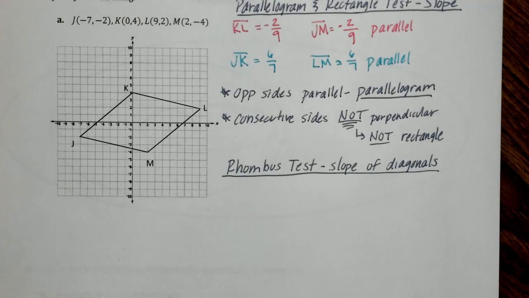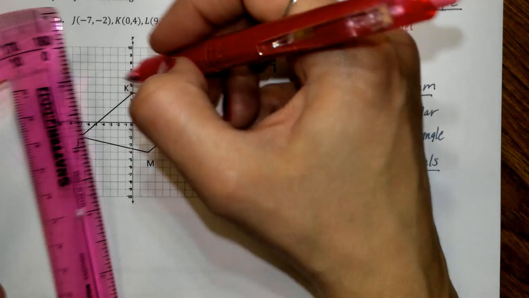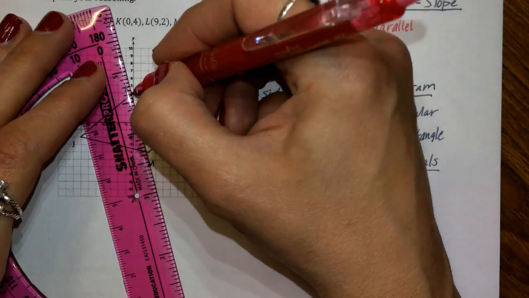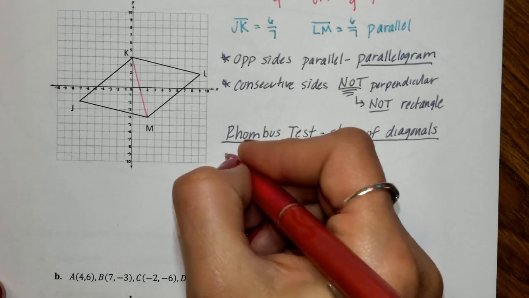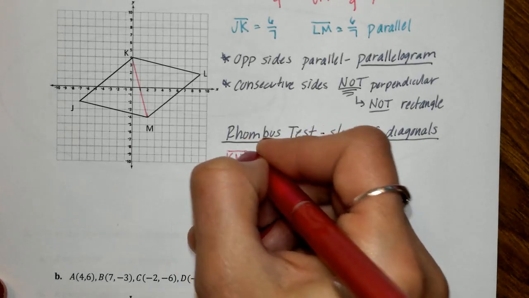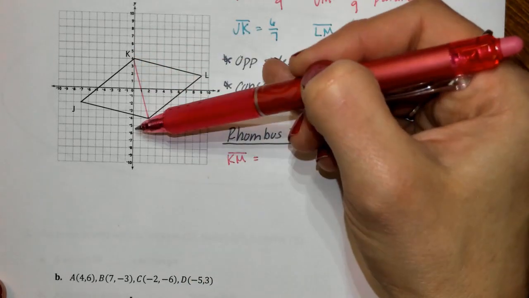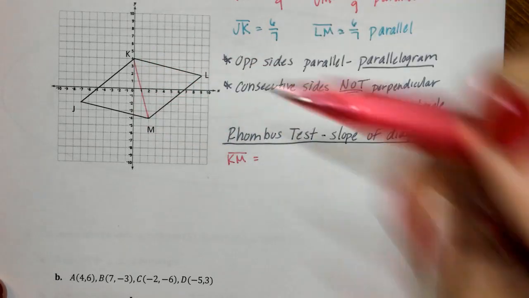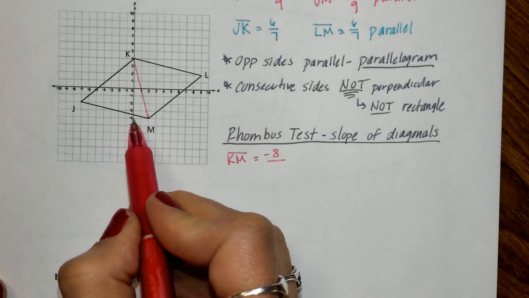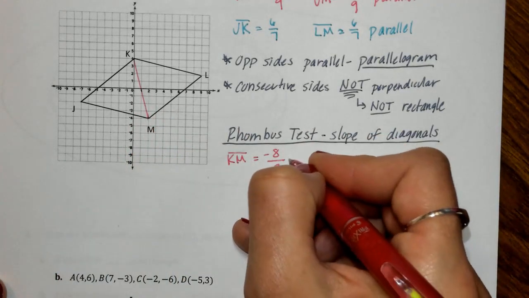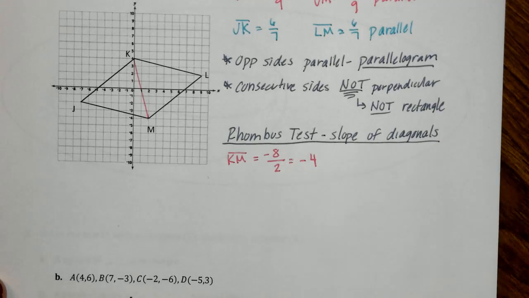If we take a look at the diagonals, we remember one of the rhombus properties is that the diagonals are perpendicular. So we're going to need opposite reciprocal slopes. So let's go ahead and draw in diagonal KM so we could find the slope of it. We'll do our rise over our run. Here, segment KM. We're going to find ourselves falling 8, giving us negative 8 over, and we're going to run 2. This simplified will be a negative 4.